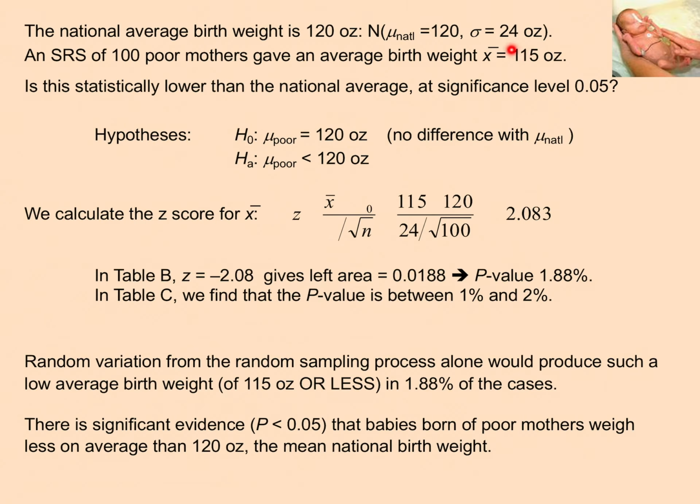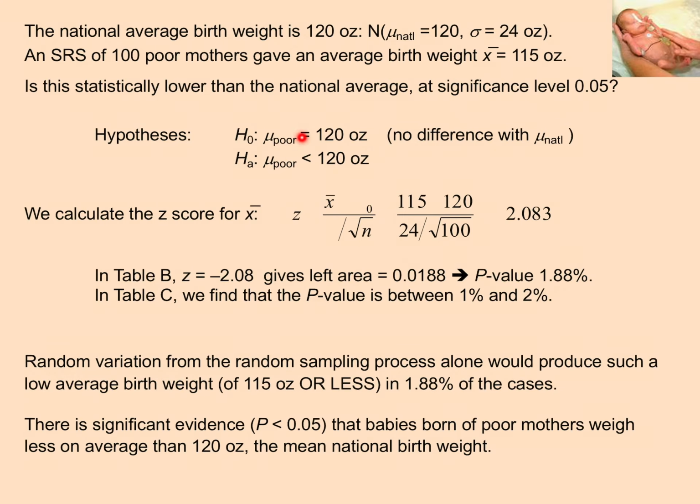So the question here is, this 115 is lower than 120, obviously, but is that difference just due to random sampling variation, sampling error, or is it evidence of low-income mothers actually giving birth to lower weight babies, presumably because of lower socioeconomic status, less access to good nutrition, that kind of thing, right? So, question is, is this statistically lower than the national average at significance level 0.05? So confidence level of 95%.